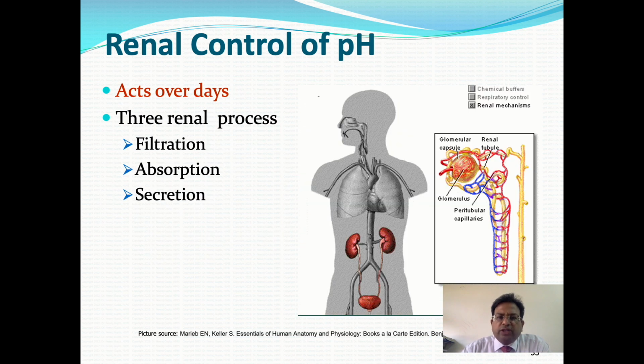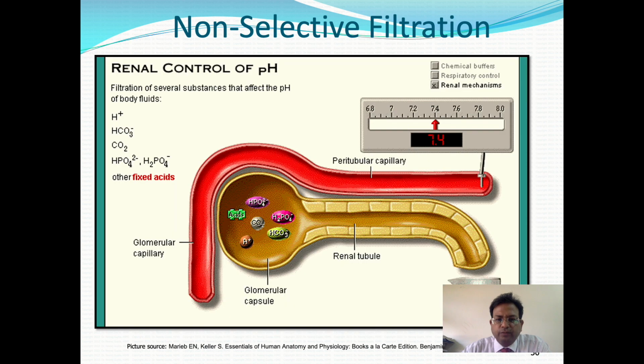Now, as we all know, the urine formation process used by the kidney has three phases. Number one is non-selective filtration, then absorption, and then secretion. In non-selective filtration, most of the substances which affect the pH of the body fluids are non-selectively filtered in the proximal tubules of the kidneys. These are, for example, hydrogen ion, bicarbonate ion, carbon dioxide, monohydrogen phosphate, dihydrogen phosphate, and other fixed acids.